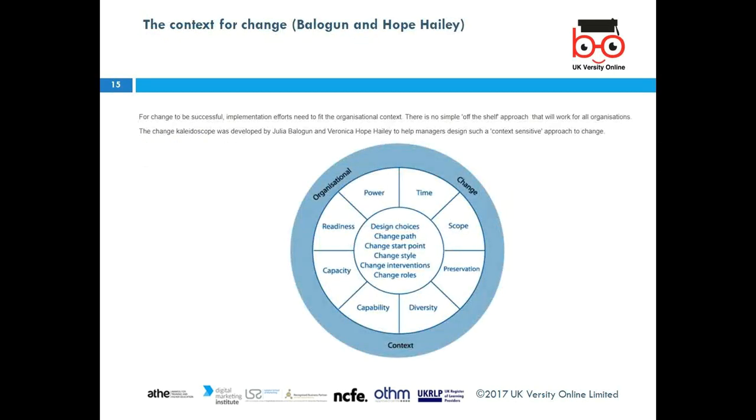Then the next model is about the change context, as Vernica mentioned, the organization. We need to look around at what organization we are in, what we really want to change, and in what context. So we need to look at the power, time, scope, diversity, capability, capacity and readiness. People are really important, we need to read them and see whether they are willing to change or not.